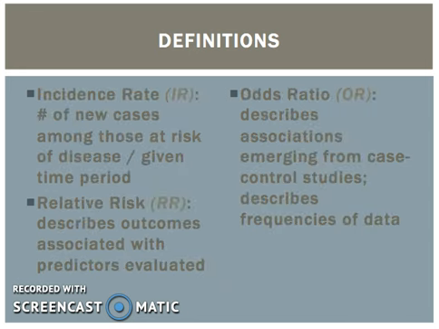Some more complicated definitions that we'll get into further as we move through this lecture are incidence rate, which is defined as the number of new cases among those at risk of the disease over the given time period. Relative risk describes the outcome associated with predictors that are being evaluated. And last, we have odds ratio, which describes associations emerging from case control studies and also describes frequencies of data.